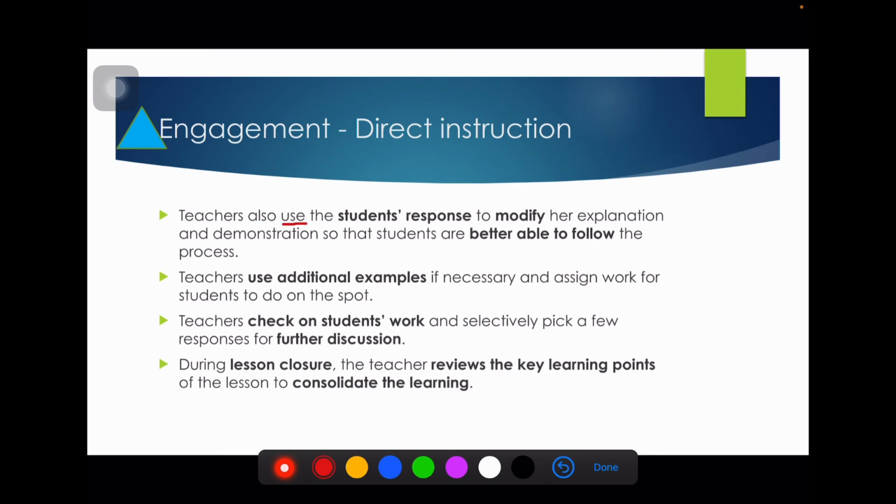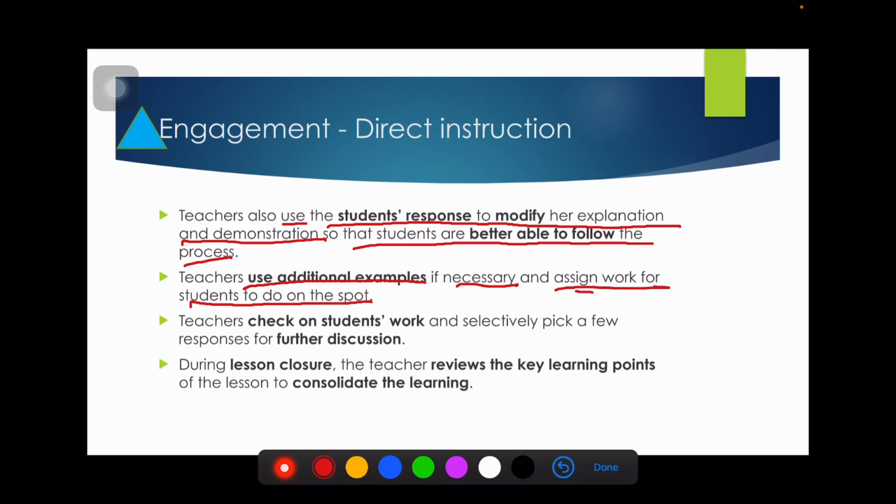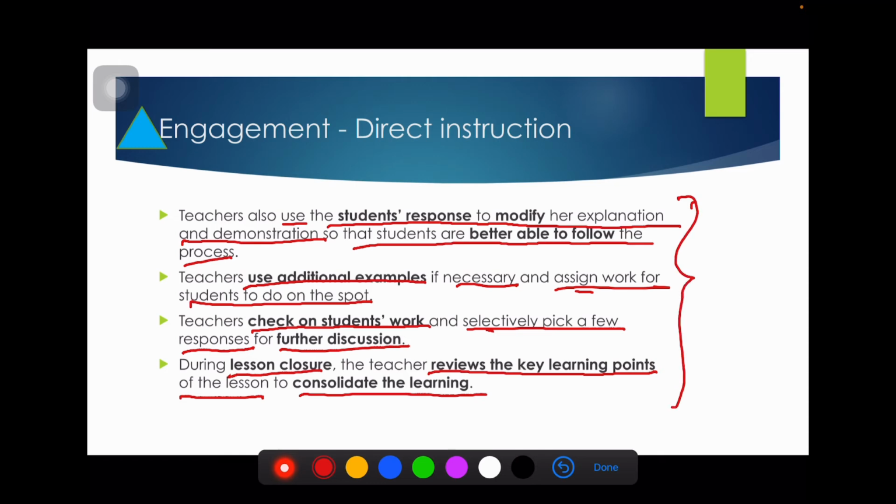Now, teachers also use students' responses to modify the explanation and demonstration so that students are better able to follow the process. So teachers use additional examples if necessary and assign work for students to do on the spot. Teachers check on students' work and selectively pick a few responses for further discussion. During lesson closure, the teacher reviews the key learning points of the lesson to consolidate the learning. So you see, every single point here begins with the word teacher.